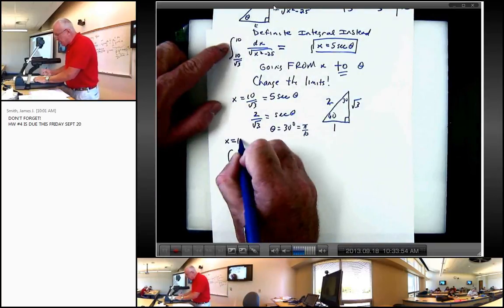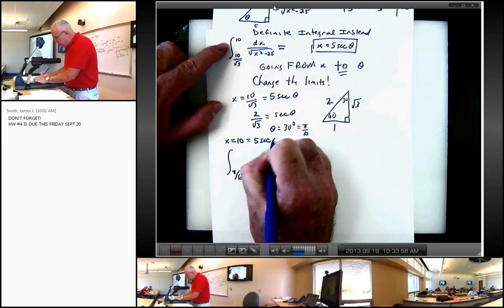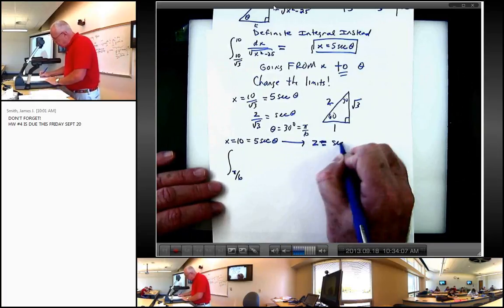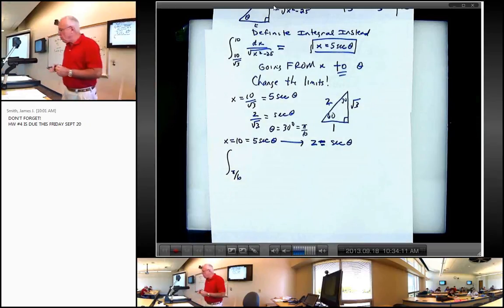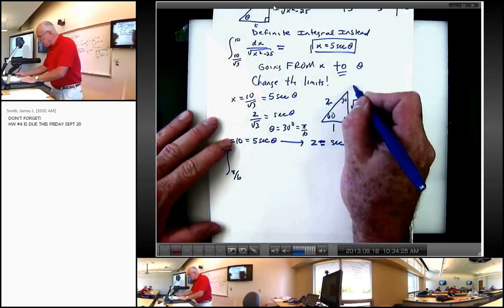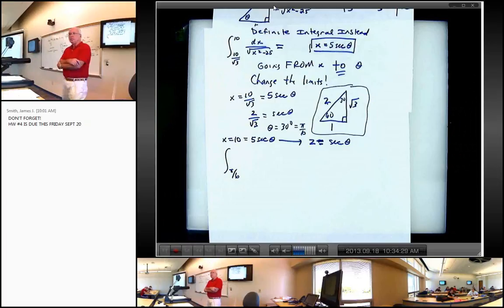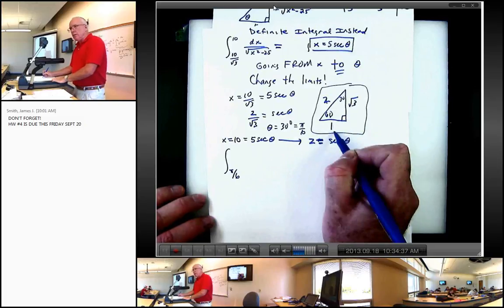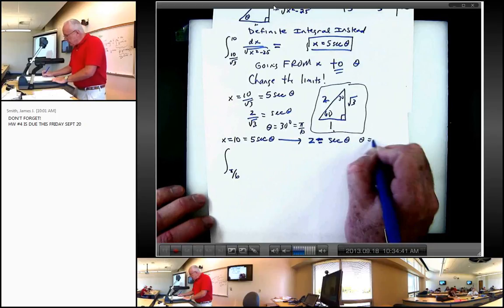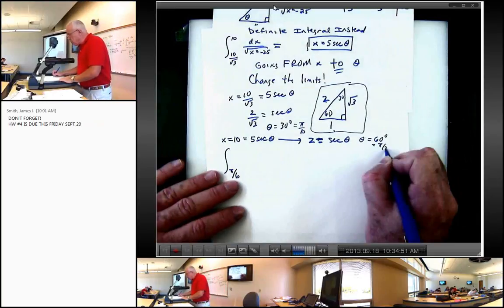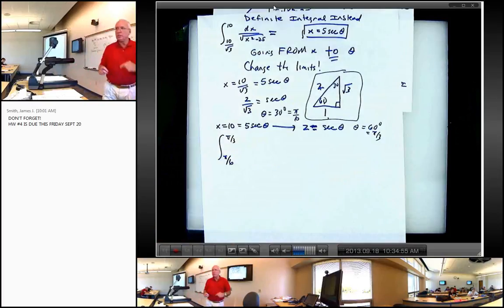It was when x is equal to 10. We set that equal to our substitution of 5 secant of theta, and we divide by 5. We get 2 is equal to the secant of theta. All right, so what angle will give us the secant equal to 2? Pi over 2? Yeah. Let's look at our triangle. We've got the triangle right here. Yeah, 60 degrees. This angle right here, 60 degrees, or pi over 3, its secant is 2 over 1, the opposite of the cosine. So therefore, this theta is 60 degrees. Get used to drawing these special triangles. And 60 degrees is pi over 3. So my limits have now become pi over 6 to pi over 3.